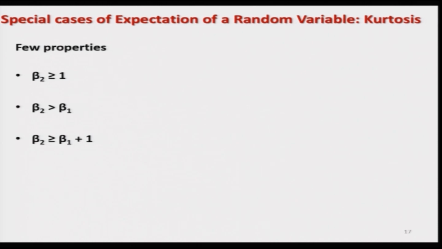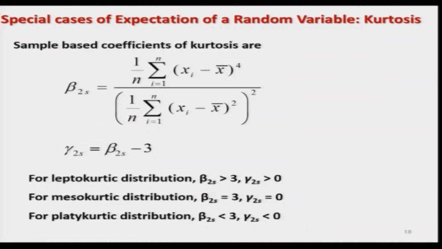Just for your information, these are some properties of the coefficients of skewness and kurtosis: beta 2 is always greater than or equal to 1, beta 2 is greater than beta 1, and beta 2 is greater than or equal to beta 1 plus 1. Well, I am not going to use it here, but once again the same question comes.